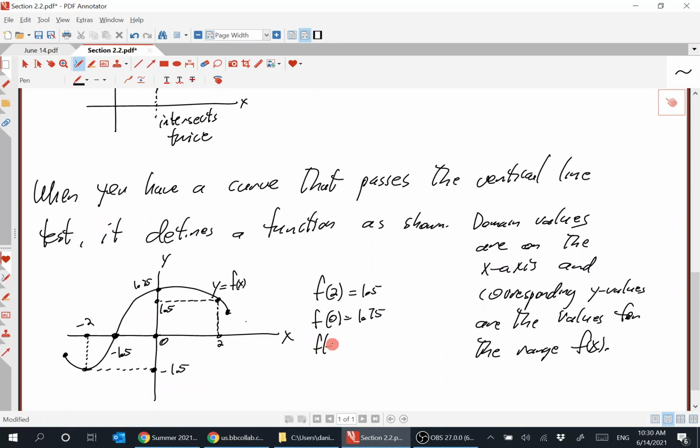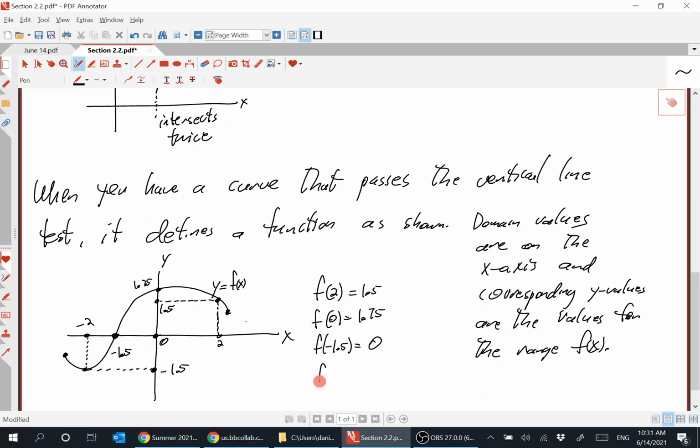F of negative 1.5. So here's domain value x equal to negative 1.5. The corresponding y value is what? So if x is negative 1.5, we hit the graph of the function right there. We don't have to move vertically up or down. Therefore, the corresponding y value is what? Well, 0. 0, right. 0 on the y-axis.